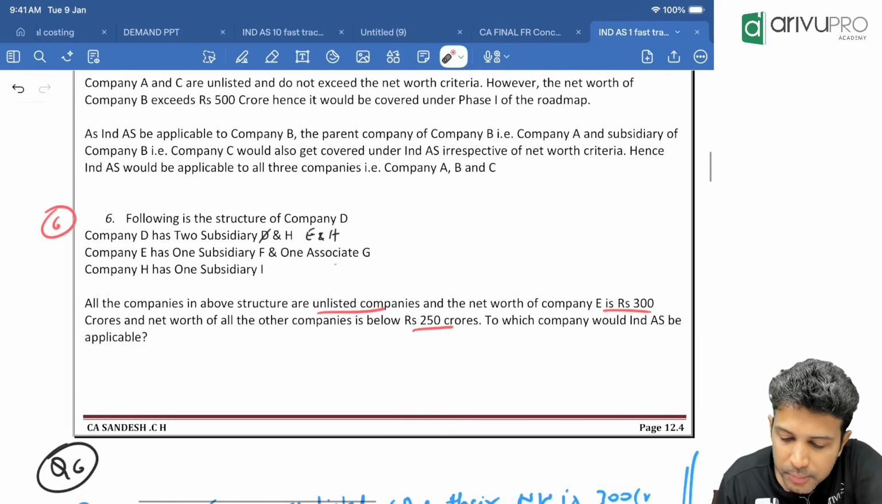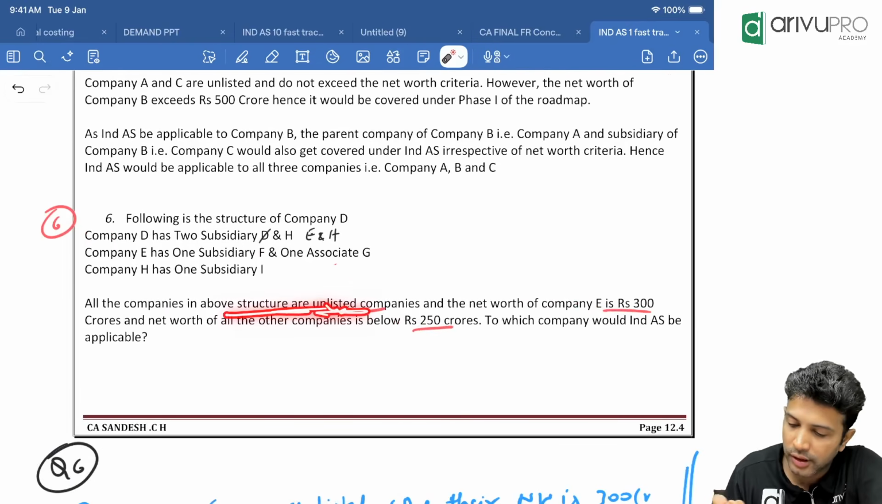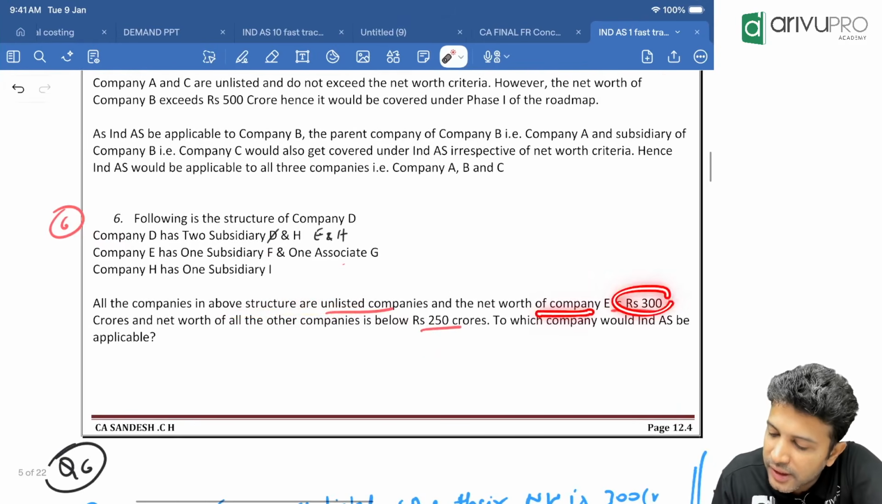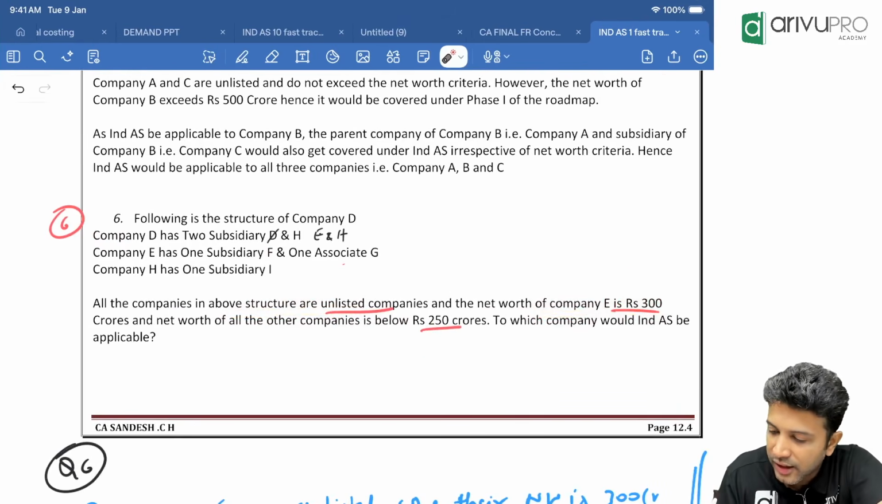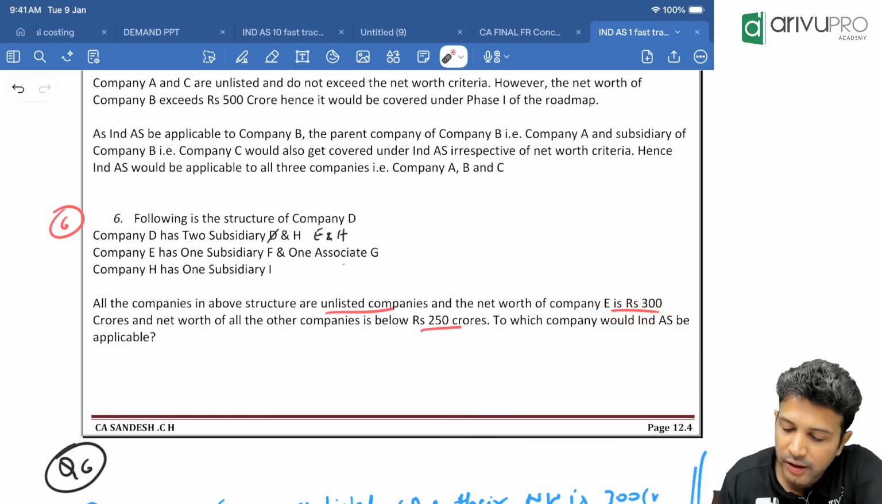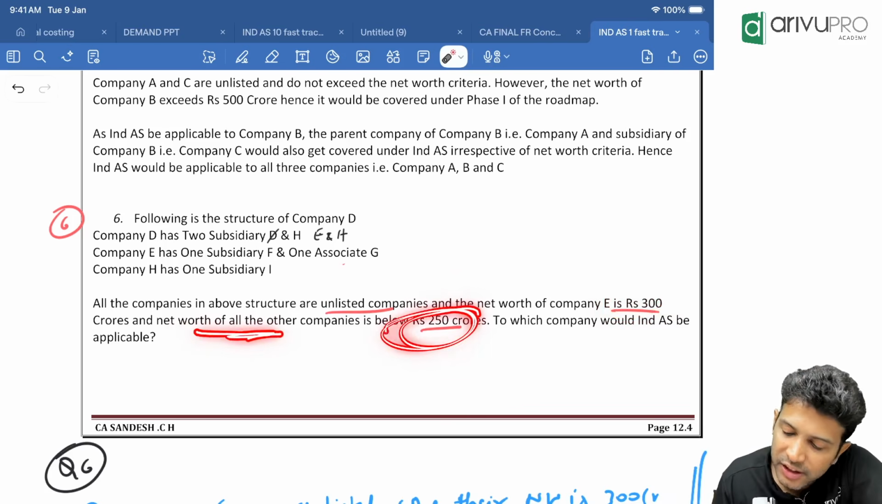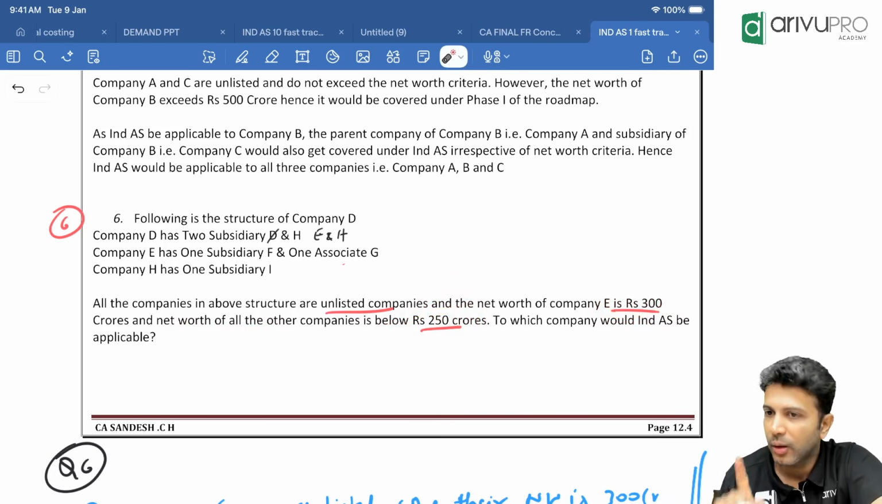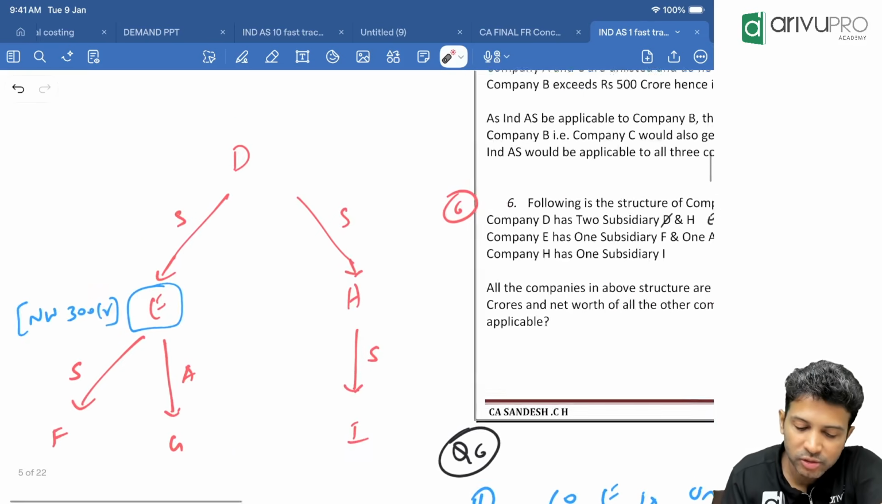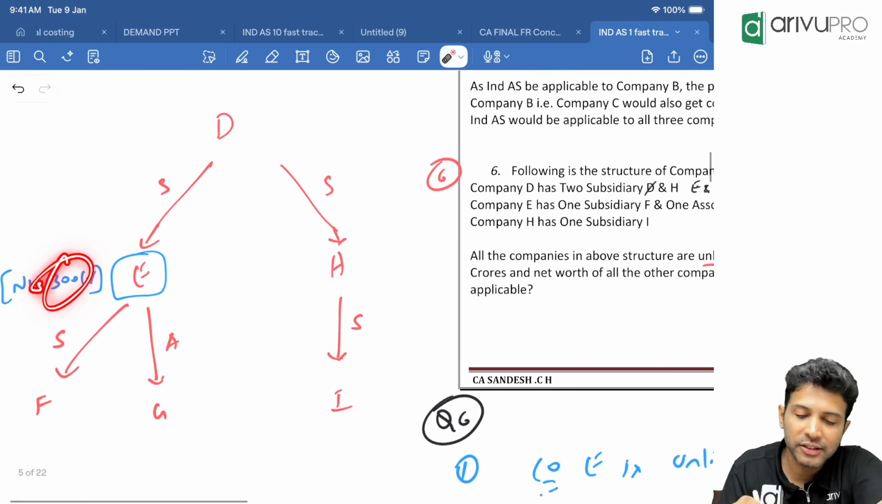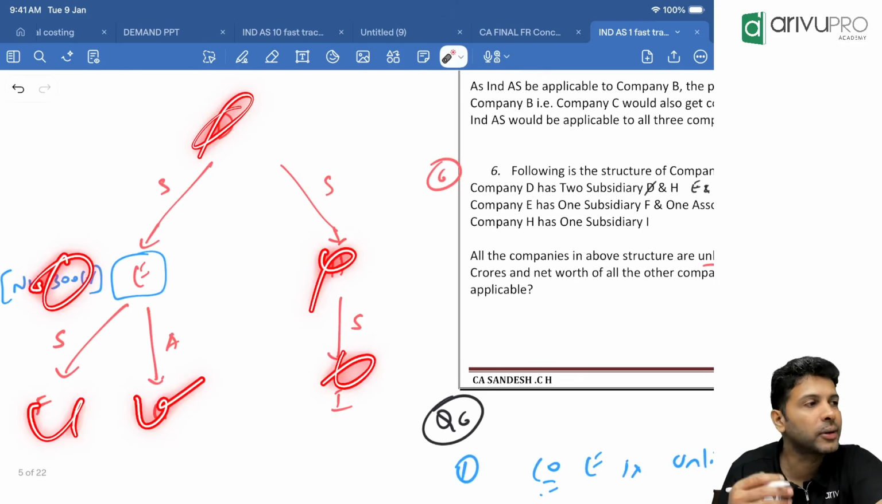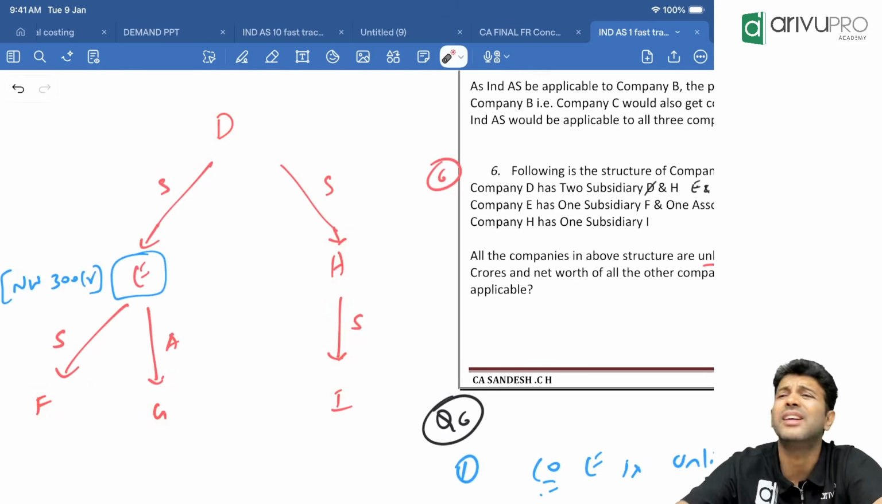Check. All the companies in the above structure are unlisted. Okay, great. The net worth of company E is 300 crores, and the net worth of all other companies is below 250 crores. Only company E has a net worth of 300 crore. The rest of the companies have a net worth below 250 crore and they are all unlisted also.